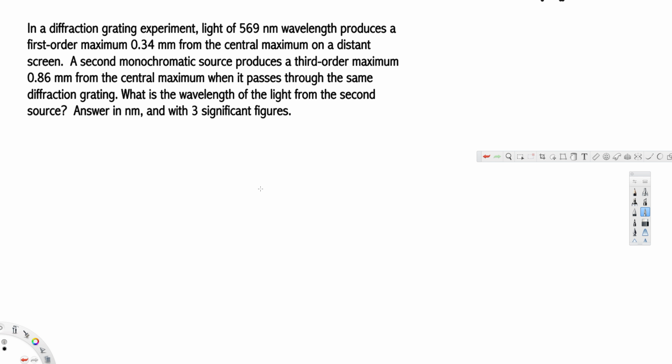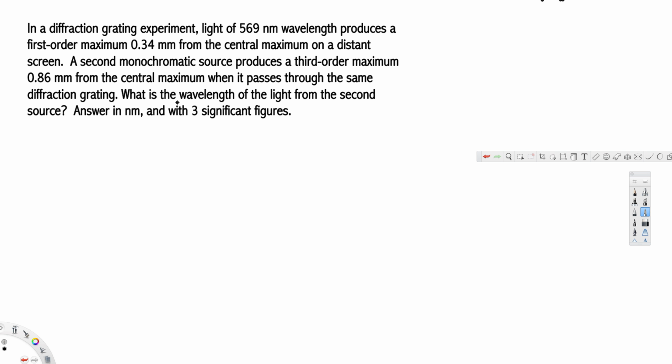Let's look at this problem right here. This question is asking, in a diffraction grating experiment, light of 569 nanometer wavelength produces a first order maximum 0.34 millimeter from the central maximum on a distant screen. A second monochromatic source produces a third order maximum 0.86 millimeter from the central maximum when it passes through the same diffraction grating. What is the wavelength of the light from the second source?